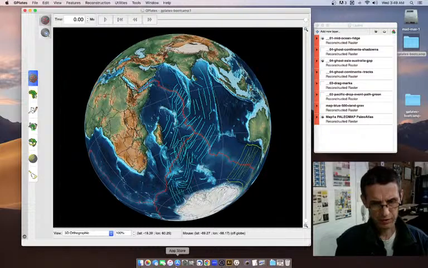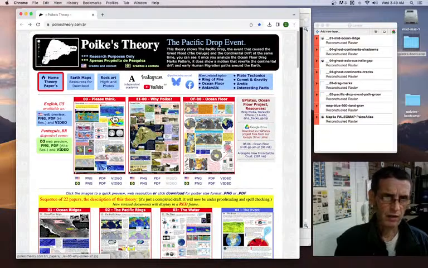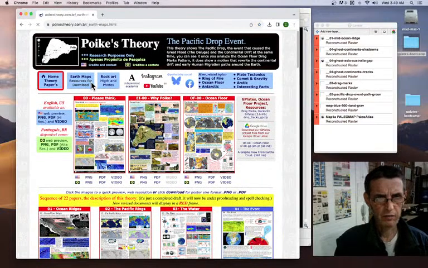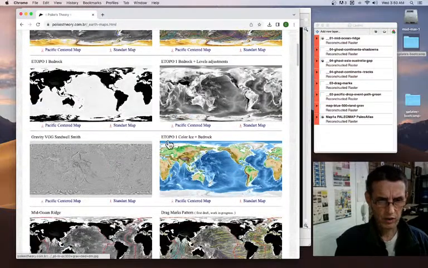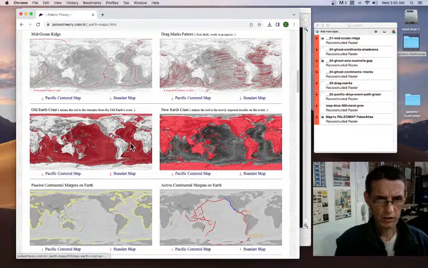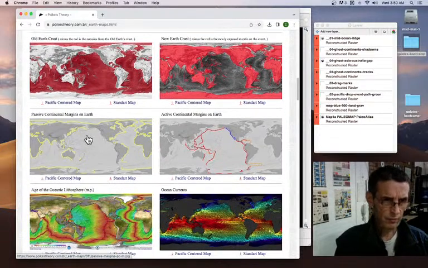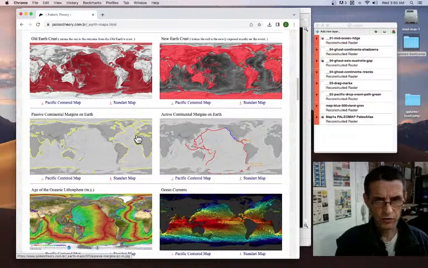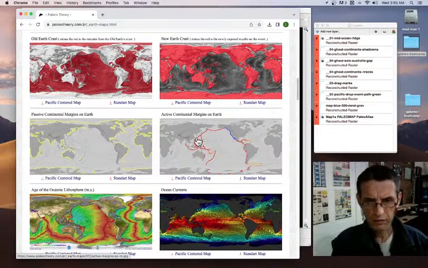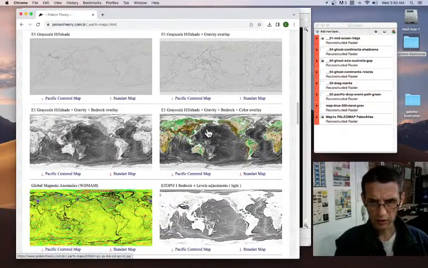That's something else. I mean, all the books that you see... I'm going to go to the storyboard here and find a picture that I used last time, and it's a very nice example. These are all the maps we have about the drag marks pattern, old earth crust, new earth crust, the passive continental margins, and active continental margins, and how they are related to the Pacific Ocean. And then, well, all the other maps we did.